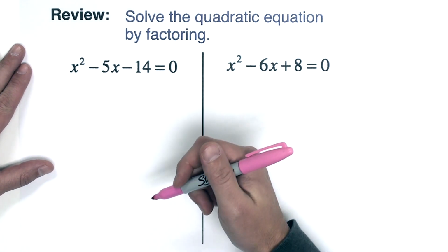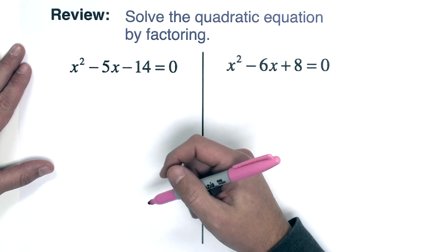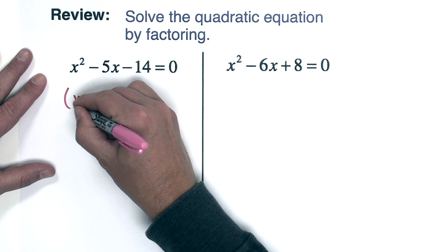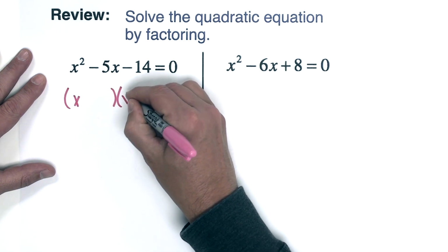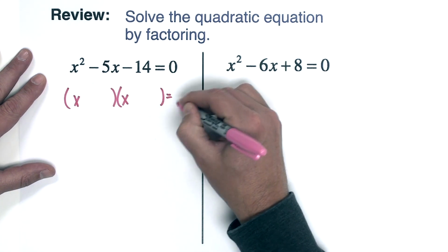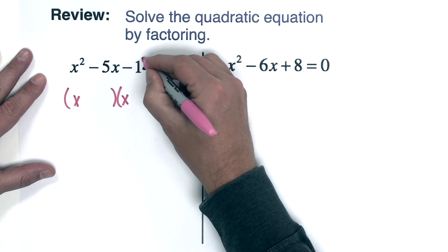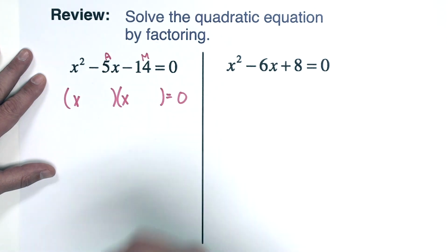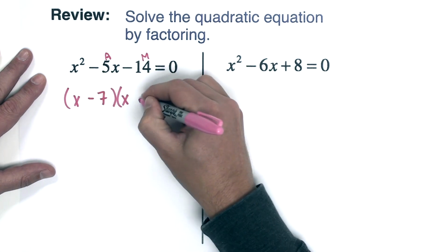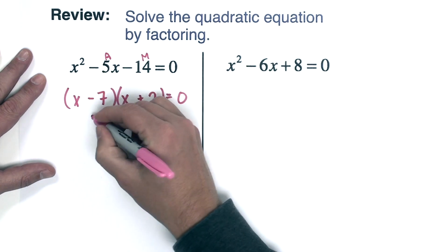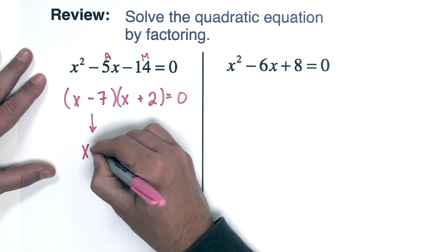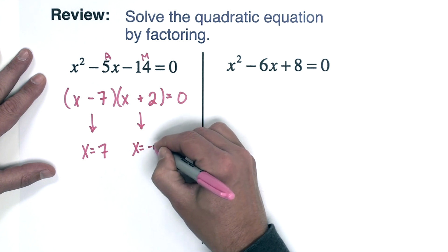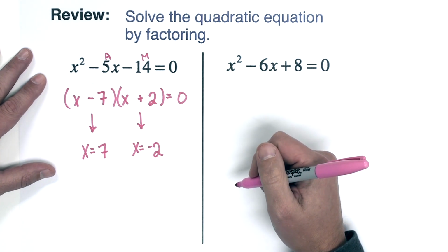So we're going to solve these two equations by factoring. This trinomial is going to factor x and x to make the x squared. And then we need to multiply to negative 14 and add to negative 5. So we're going to use negative 7 and positive 2. So we get x equals 7 and x equals negative 2.